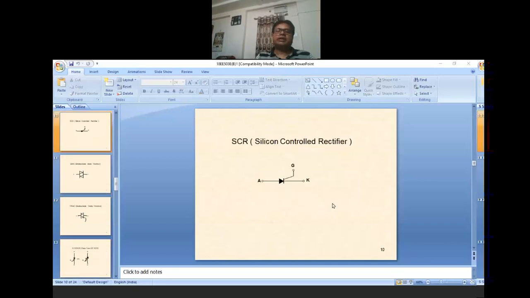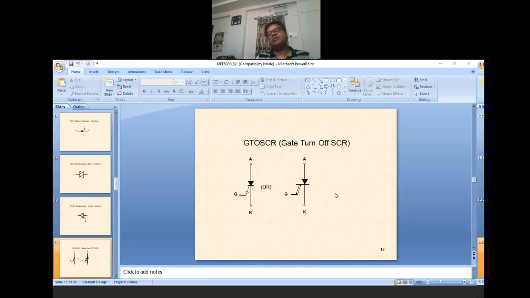SCR, diac and triac are the main power electronic devices, and the development of which further led to the invention of many more thyristor family devices. From SCR came another interesting type of SCR, which is called as GTO SCR, that is gate turn off SCR.